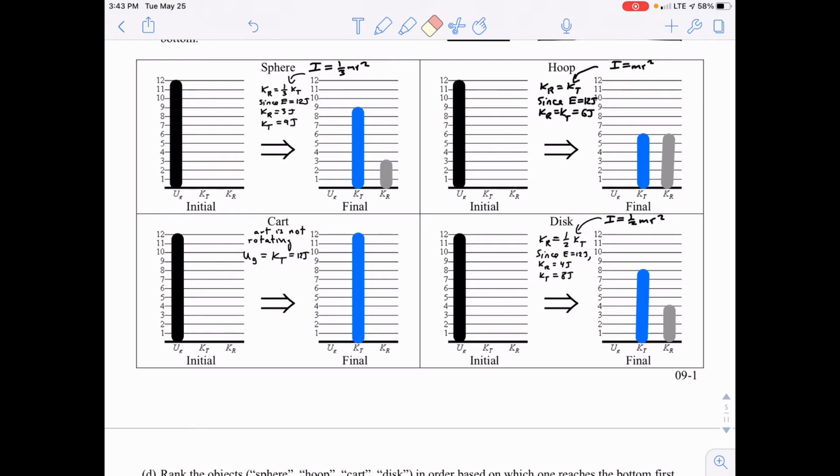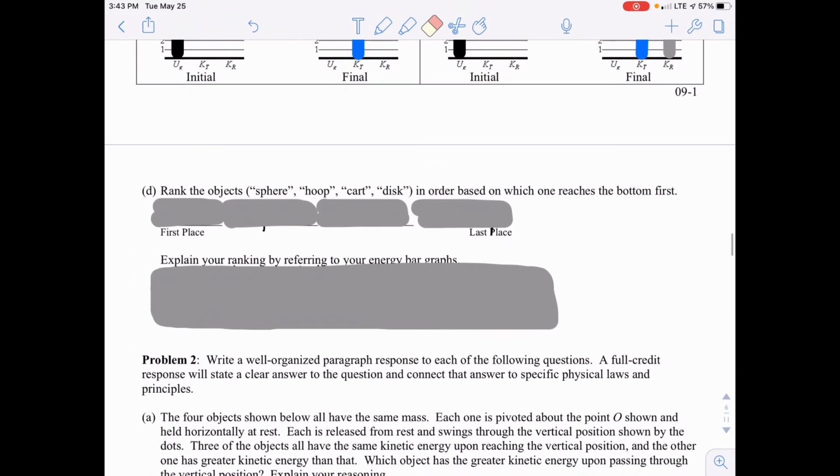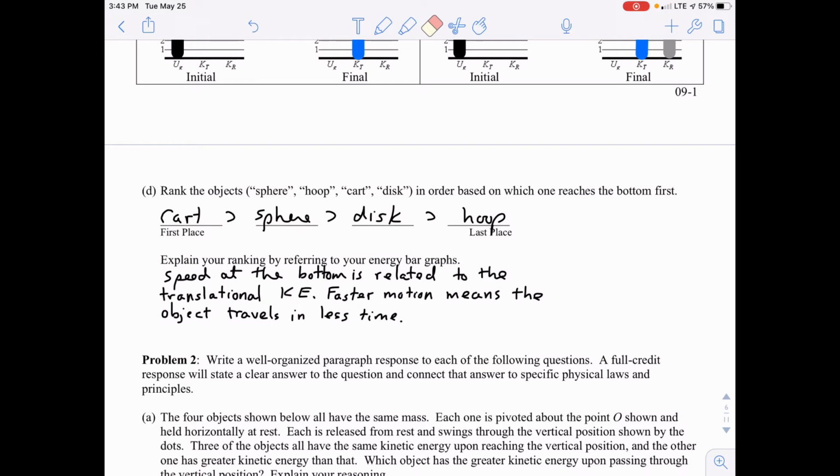The disk is going to get there third, that has the next highest, and the hoop is going to get there last, since that has the lowest. Again, speed is related to translational kinetic energy. Faster motion simply means you cover more distance in less time.